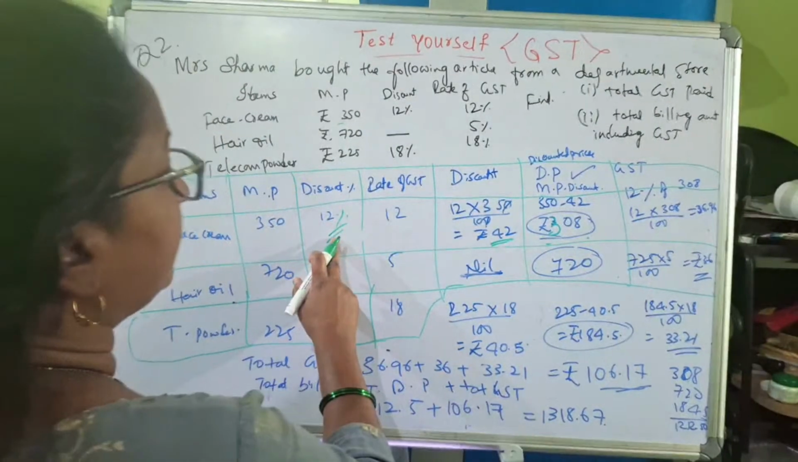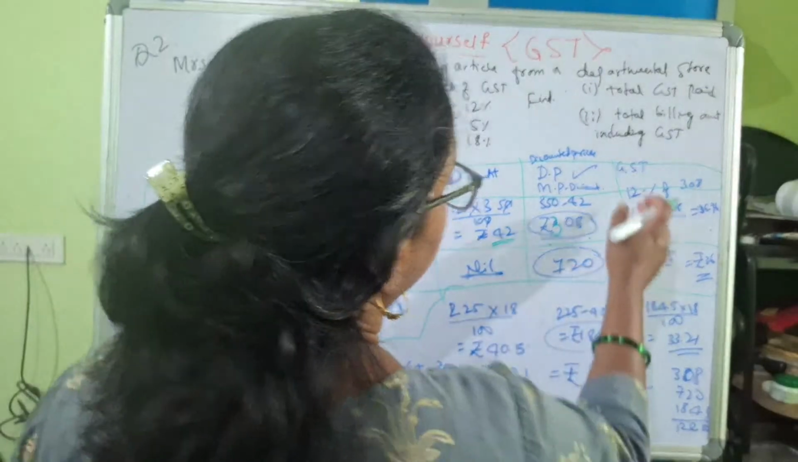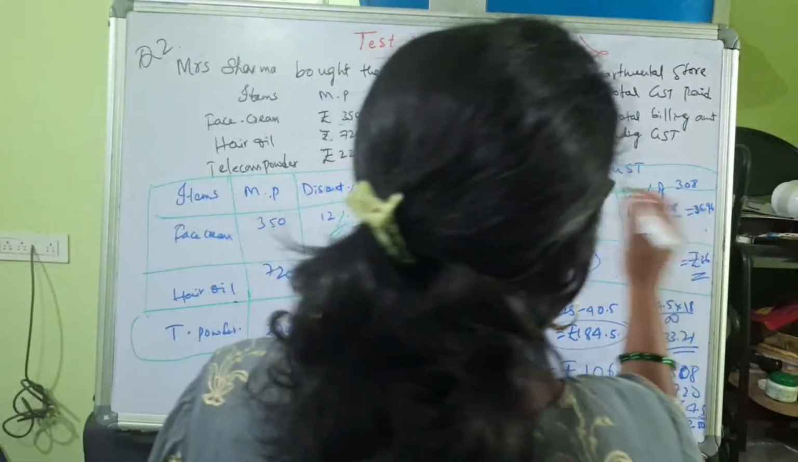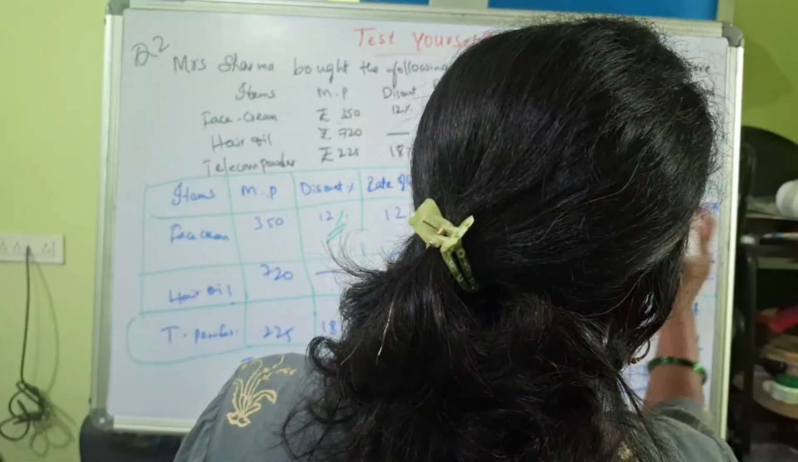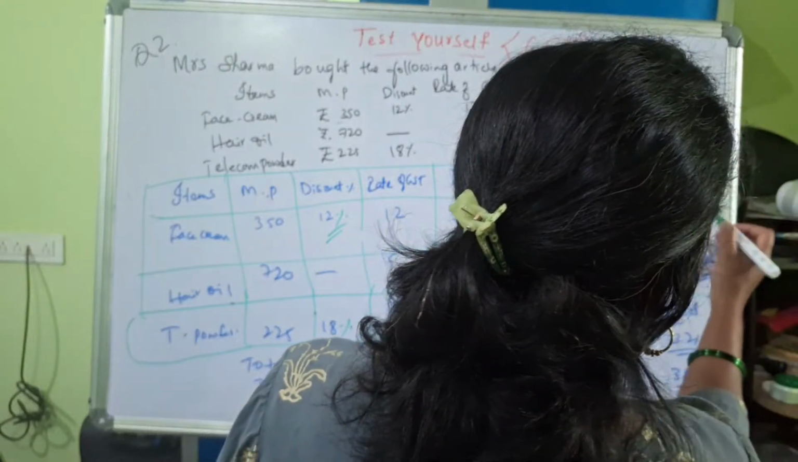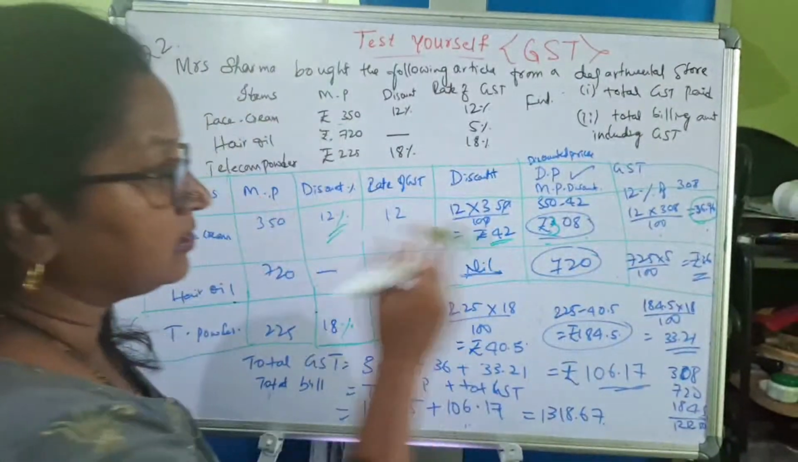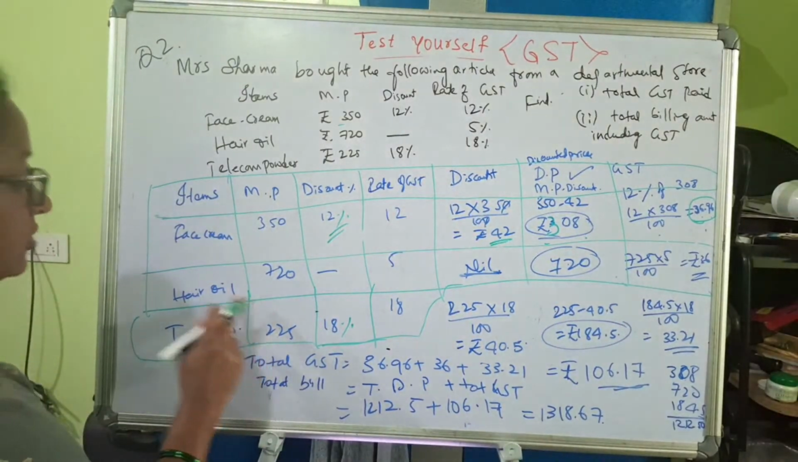And here they have given that 12% is GST. So GST is 12% of the discounted price. That is 12 into 308 divided by 100, which is 36.96. In the same way, we have to calculate for the hair oil also.